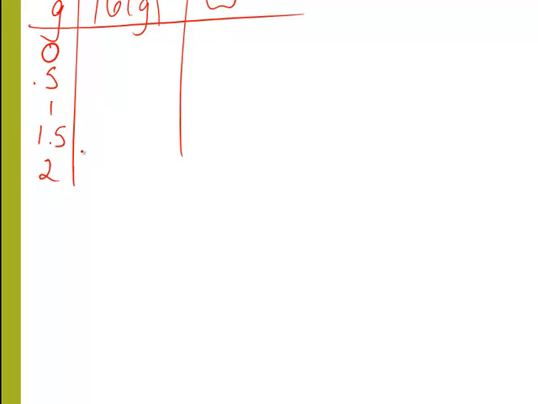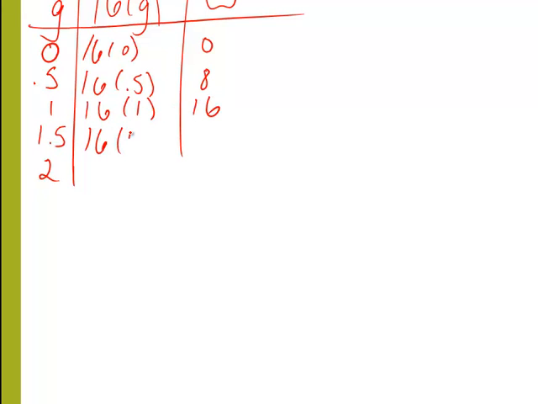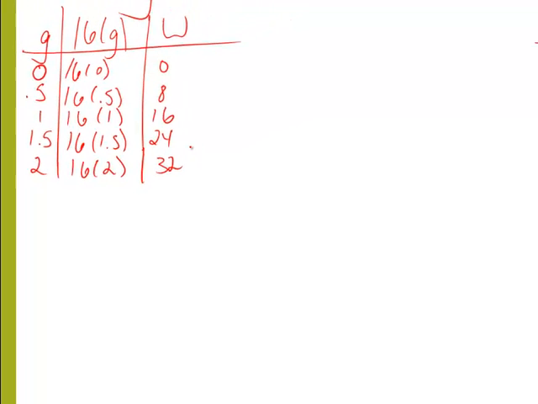So let's go ahead and find the outputs. So plug in 0, so 16 times 0 is 0. Now 16 times 0.5 is 8. Half of 16 is 8. 16 times 1 is 16. 16 times 1.5 is 24. And lastly, 16 times 2 is 32. So there's that table.